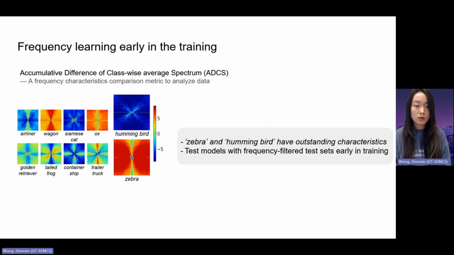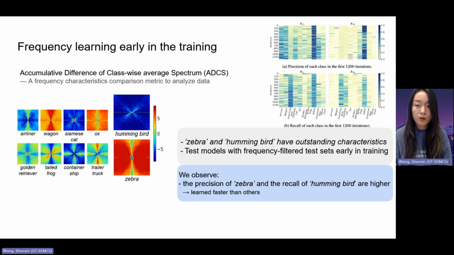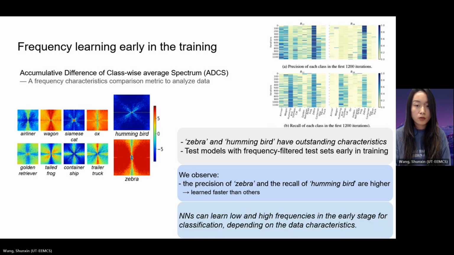We now observe that the classes hummingbird and zebra have quite outstanding frequency characteristics. So we want to test whether the models use such characteristics early in training. We evaluate the performance of the models trained for the first few iterations, and we observe that the precision of zebra and the recall of hummingbird are in general higher than the others, which means they are learned faster than other classes. So we observed that neural networks can learn either low frequency or high frequency at the early training stage for classification. It is just dependent on data characteristics.